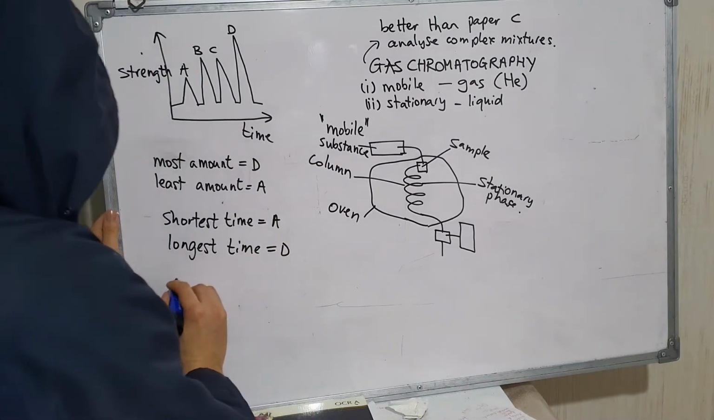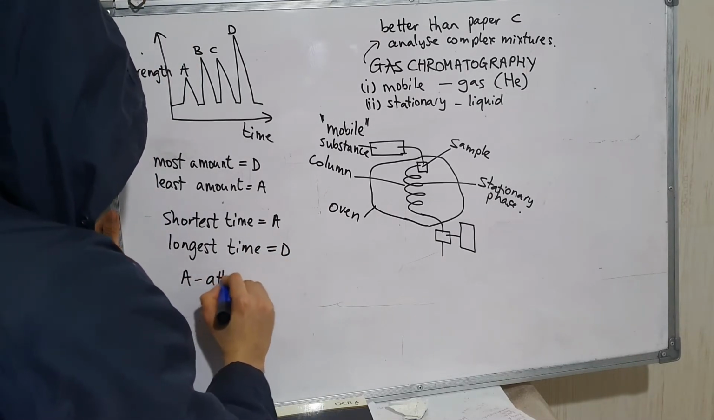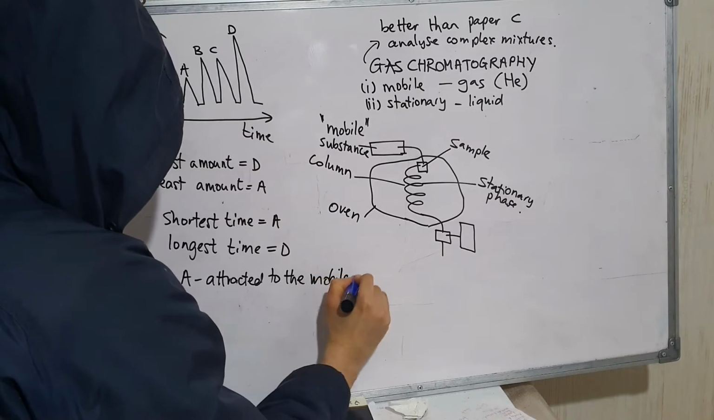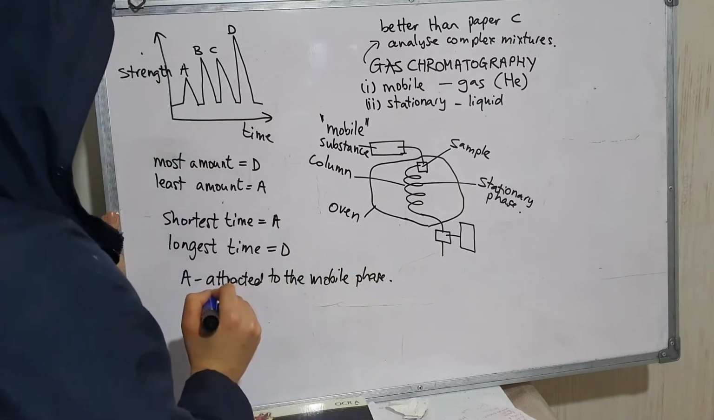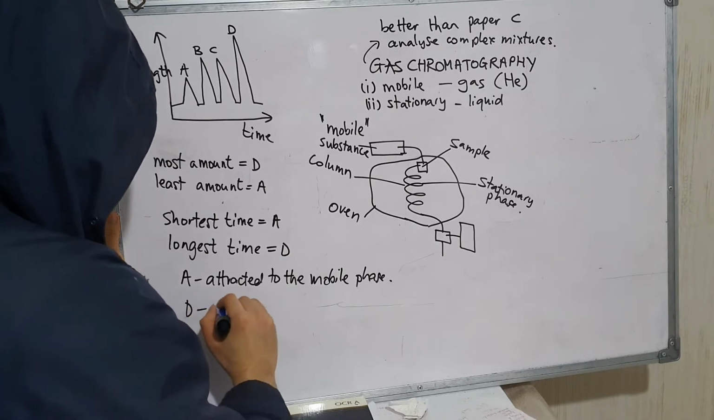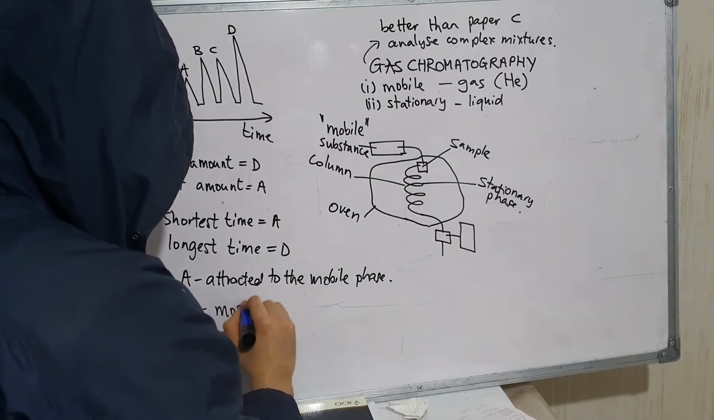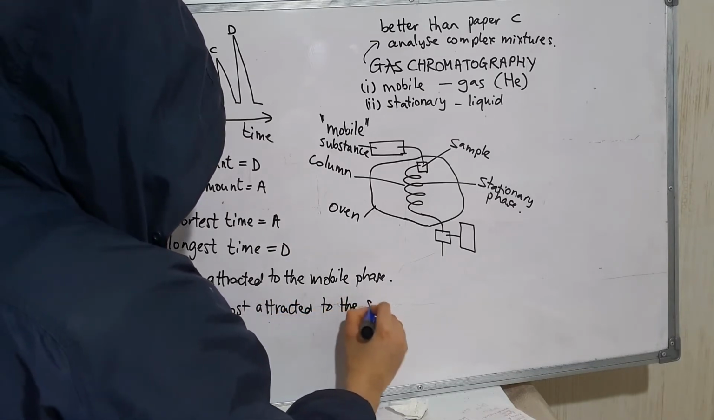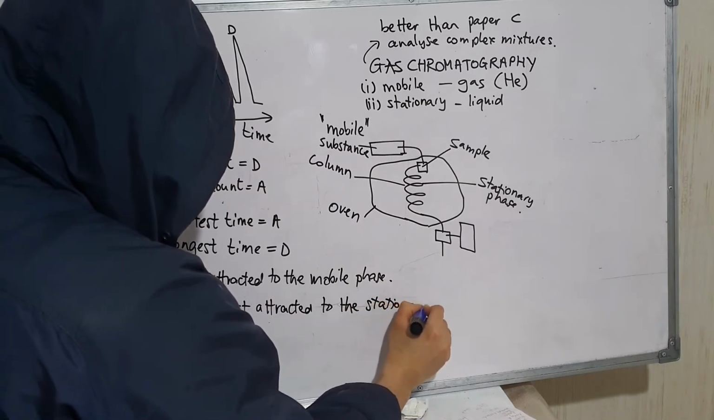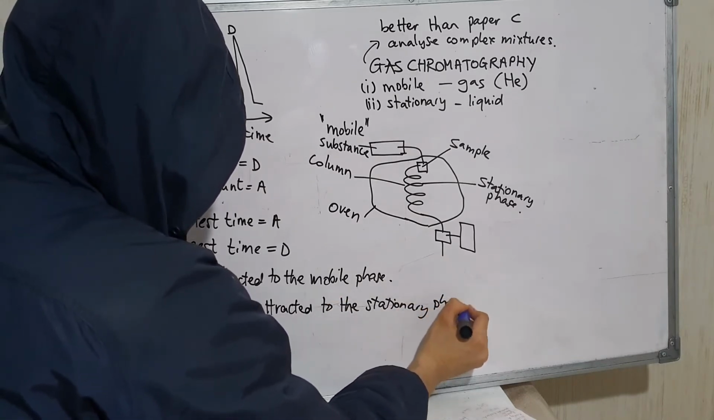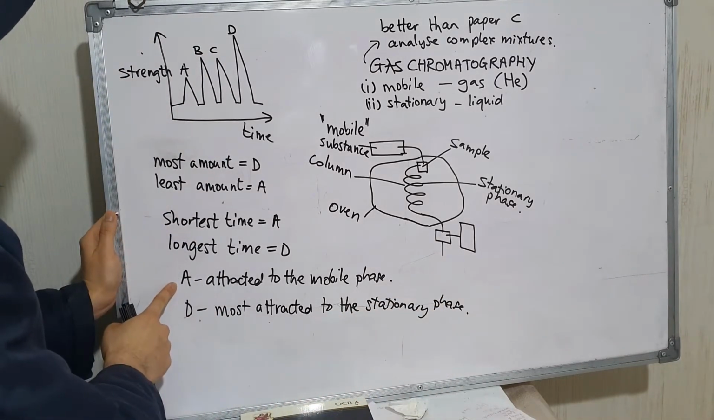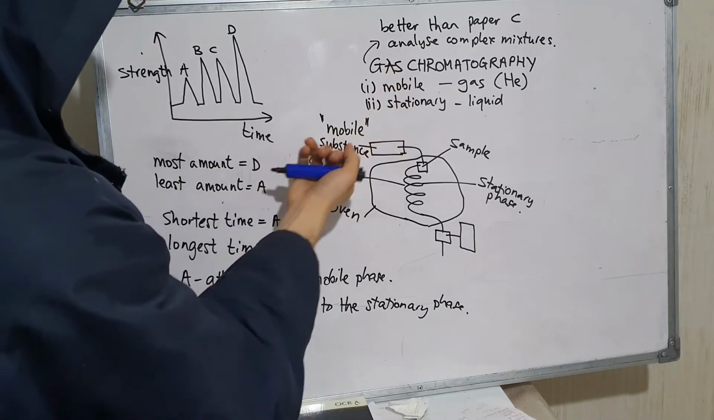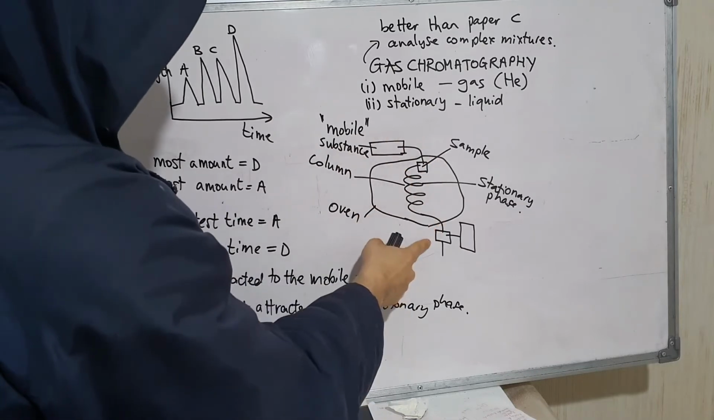So A is attracted to the mobile phase, and D is the most attracted to the stationary phase. Okay, so A is attracted to the mobile phase because the mobile phase is what's carrying it along. So if it's attracted to the gas, then you'll be joining the gas and you'll come out here very quickly.